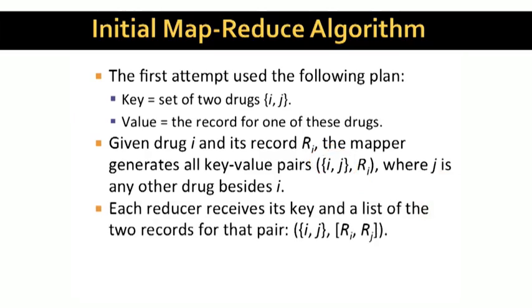And what does a reducer get? Say the reducer is the one for key ij. This reducer is going to get two key value pairs, one from the mapper for I and the other from the mapper for J. Formally, the input to the reducer is the key ij, and the list of the two values associated with this key, the records I and J.